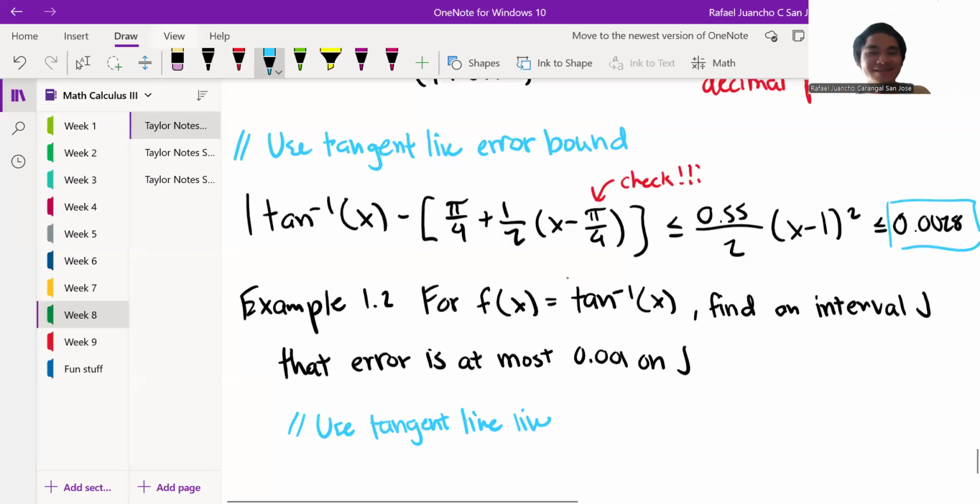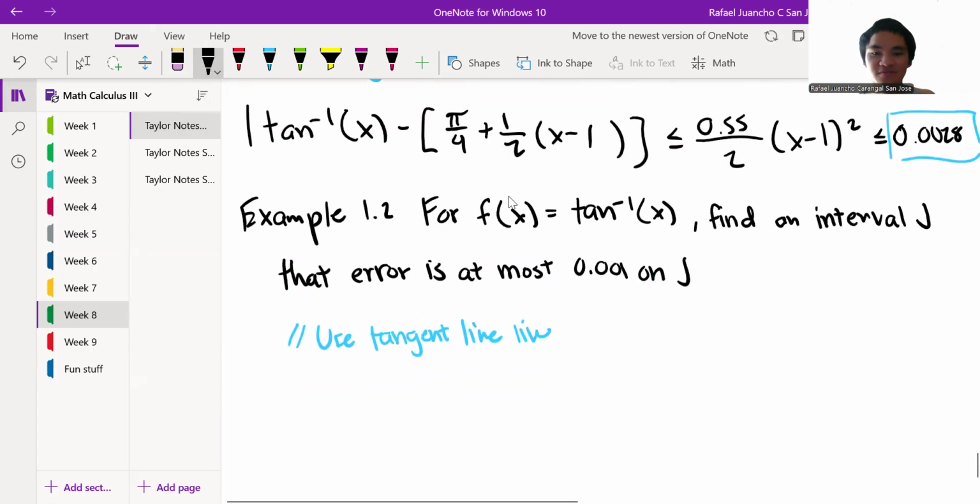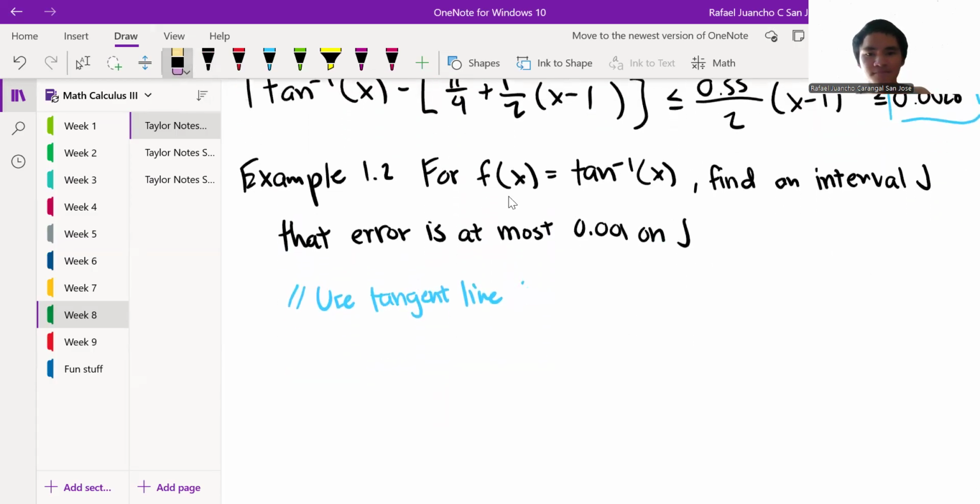Now this should be 1, because I really don't see it being pi fourths if we're following the formula. So here we're going to use the tangent line. Oops. Can we just go through this example and then we're done for the day?